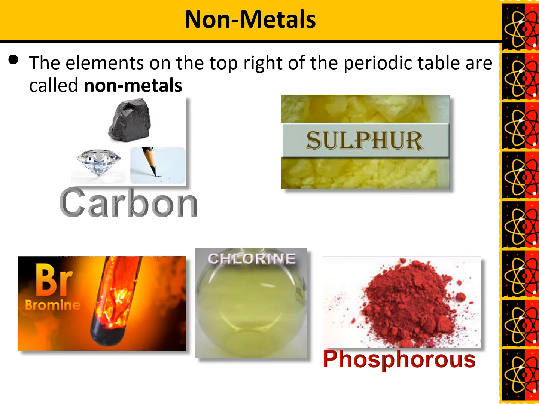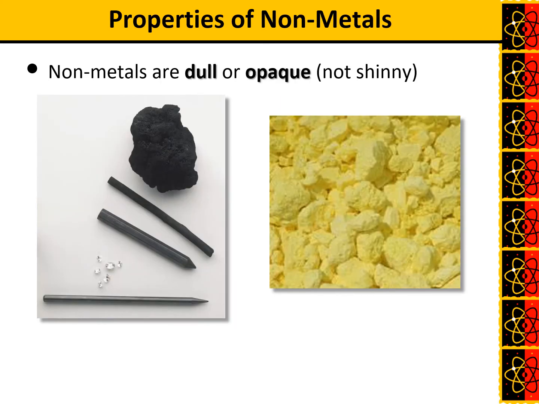We saw the properties of the metals. Now we are going to see the properties of the non-metals. The non-metals are on the top right of the periodic table, and you're going to see that even they look different. Here you have carbon, sulfur, which is a solid yellow, bromine, that is the only liquid non-metal in the periodic table, chlorine, which is a very pale green gas, and phosphorus. This is one of the allotropic forms of phosphorus. We have two, red phosphorus and white phosphorus, but the red phosphorus is actually red.